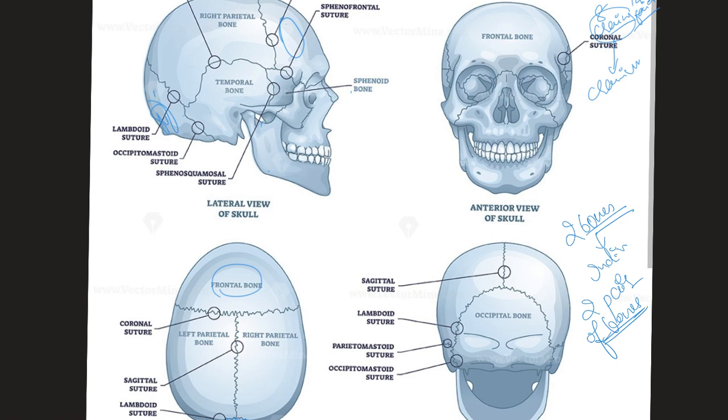Apart from this, the other pairs of bones I am talking about are the parietal bones. So this is the right parietal bone and this is the left parietal bone. The other two bones are, this is the right temporal bone, and this side will be the left temporal bone. That's why this region is also known as the temple sometimes.